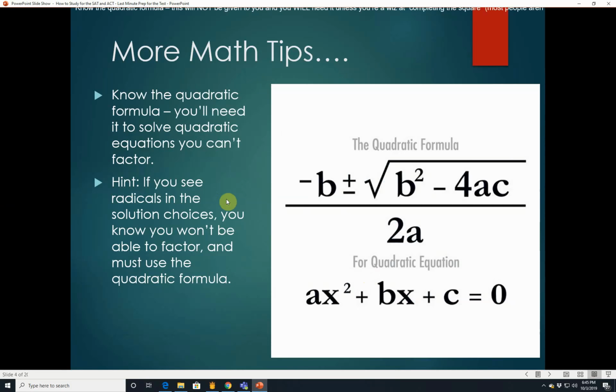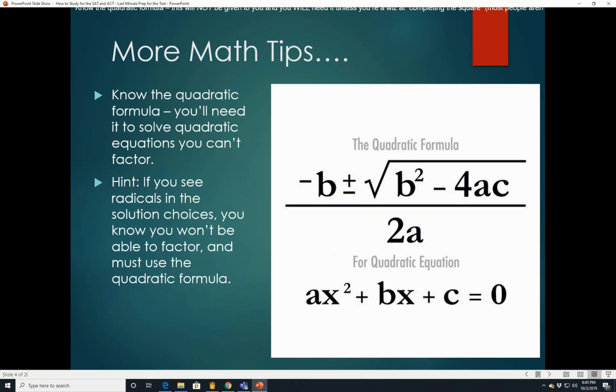Okay, so more math tips. You want to know the quadratic formula. That's negative b plus or minus square root of b squared minus 4ac over 2a, where the quadratic equation is ax squared plus bx plus c equals 0. So you should know this because they won't give this to you on the SAT or the ACT.